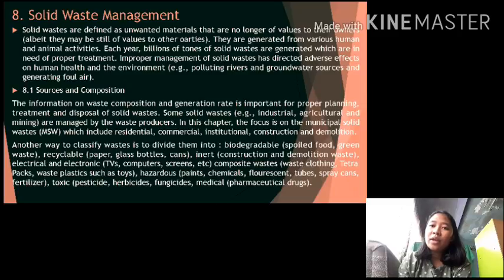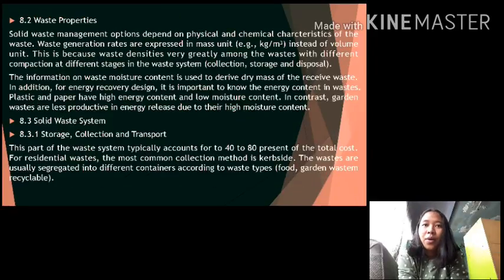Another way to classify waste is to divide it into: biodegradable, spoiled food, green waste; recyclable, paper, glass bottles, cans; inert, construction and demolition waste; electrical and electronic, TVs, computers, screens, etc.; composite waste, waste clothes, Tetra Paks; waste plastics such as toys; hazardous, paints, chemicals, fluorescent tubes, spray cans, fertilizer, toxic pesticides, herbicides, fungicides; medical, pharmaceutical drugs.